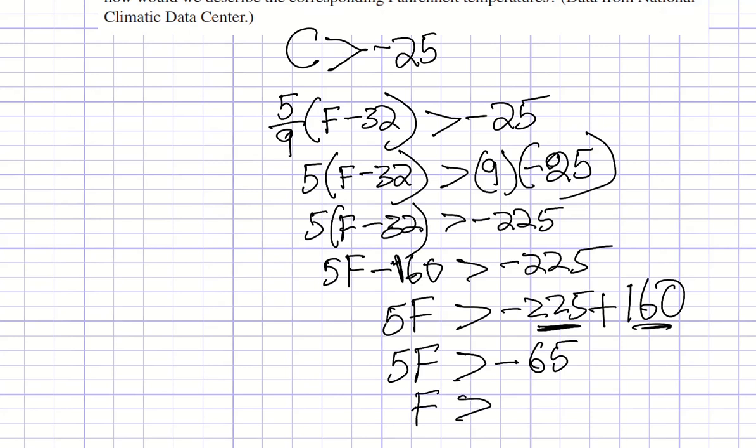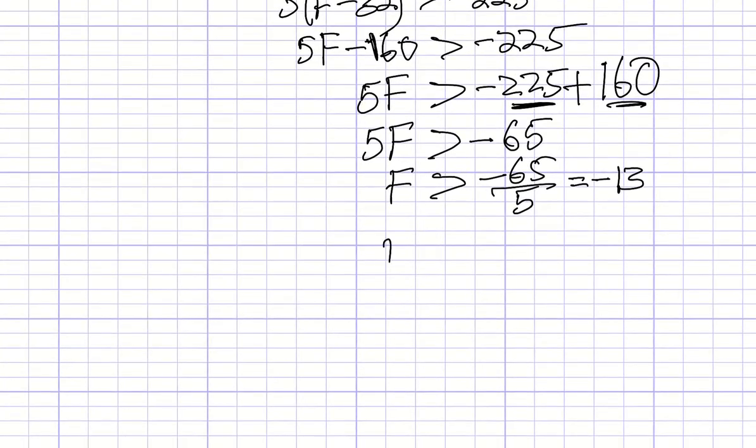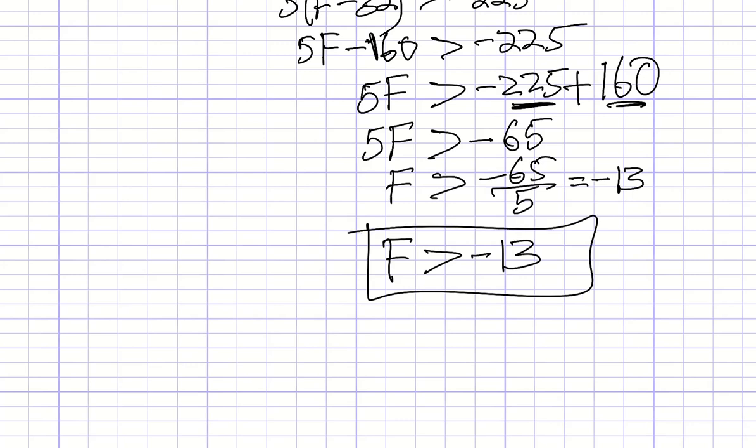F is greater than negative 65 divided by 5. If you divide that by 5, what do you get? You get negative 13. You see that? That's all they want, man. So F will have to be greater than negative 13. That's what they want right there. I hope you see that.